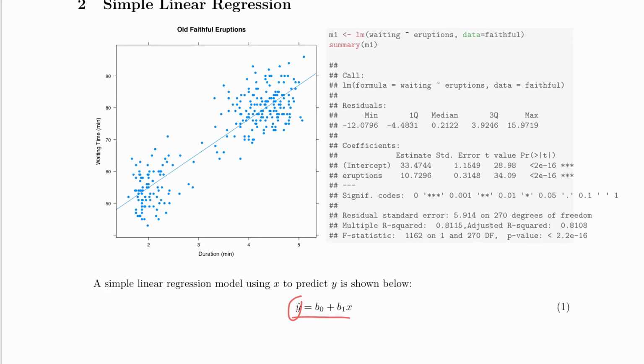But why should that line be the line that we use to describe the relationship? For example, why don't we use this line, or that line, or maybe this line? After all, these lines go through this cloud of points pretty well. So what we're actually doing when we fit a linear regression model is paying attention to something called the least squares criterion.